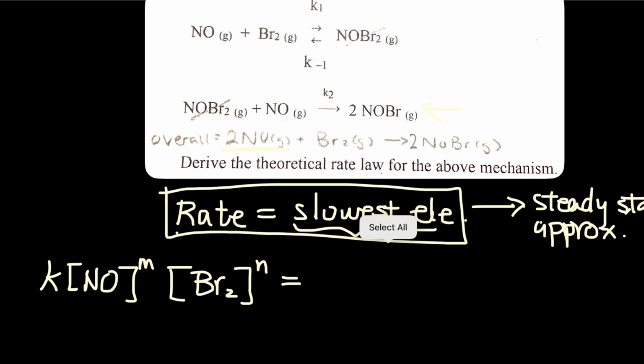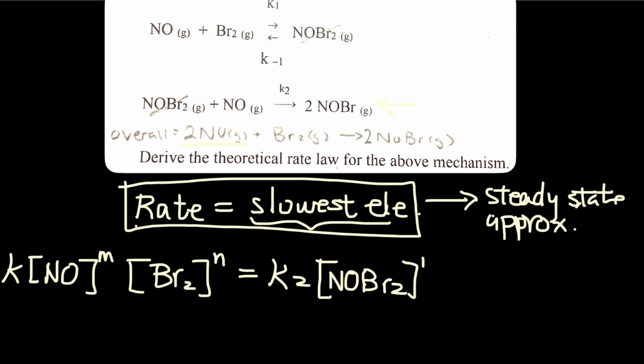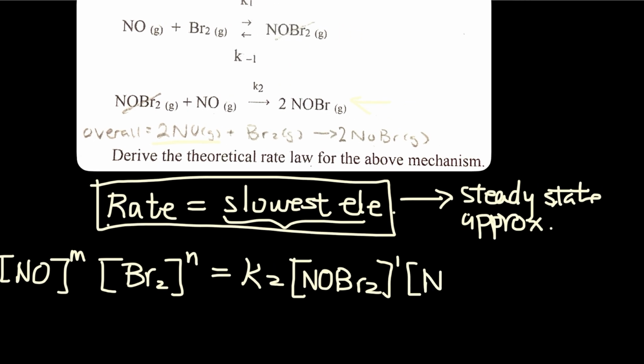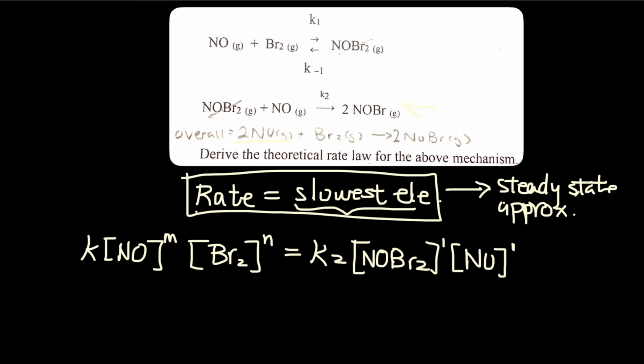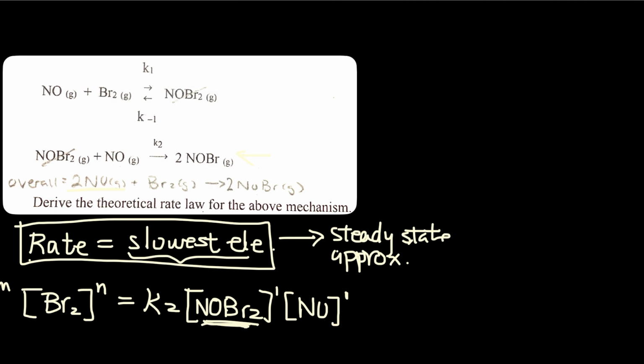So our slowest elementary step. However, for our slowest elementary step, as with any elementary step, we can infer the coefficients as the reaction order for that elementary step. Now, obviously we see that we have an intermediate here, which is not okay. So we have to make an expression that expresses the equivalent of what that intermediate would be.